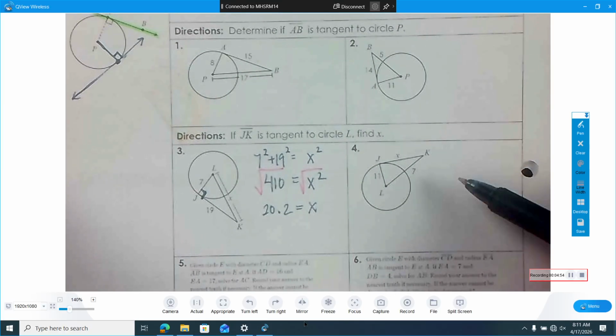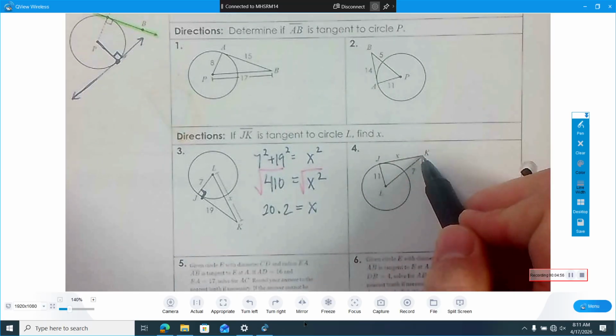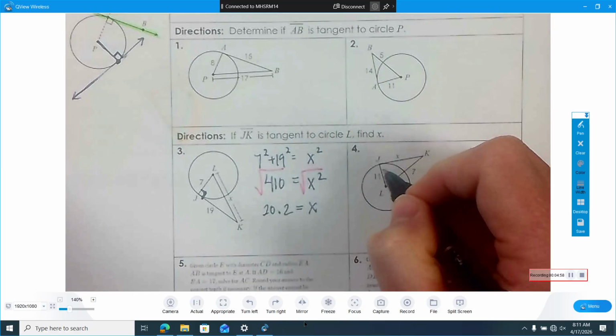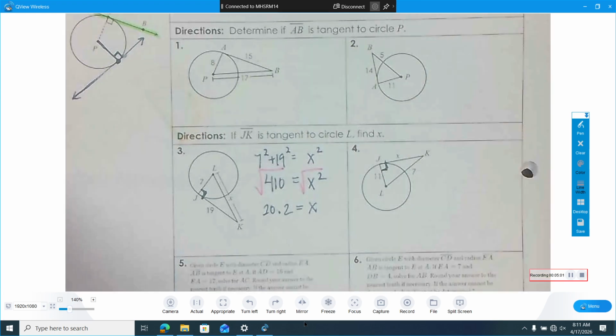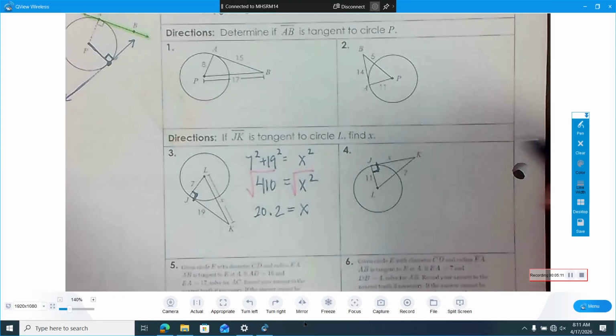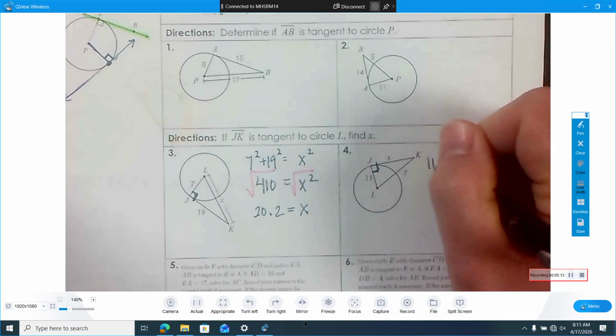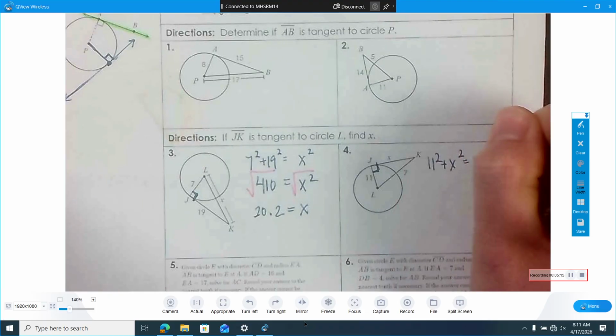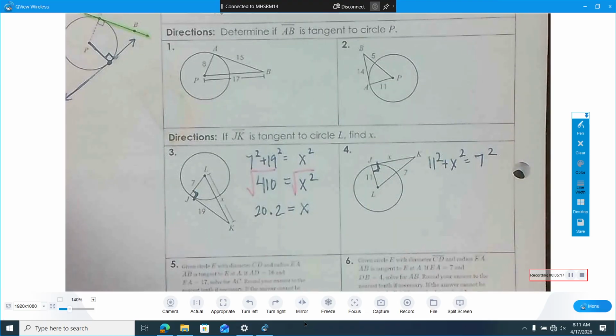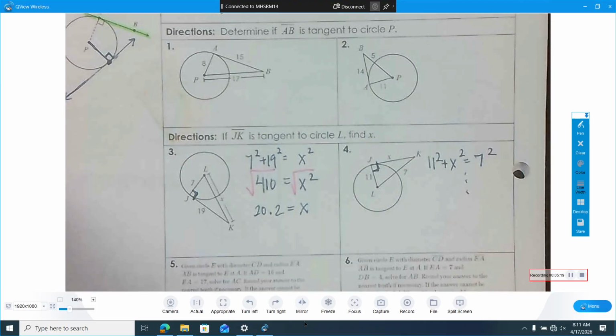What about number 4? Again, JK is a tangent line, which means there is a right angle from the radius to the tangent. Let's just set this one up. Again, do we have a right triangle? Yeah. So what should I write down? 11 squared plus x squared equals 7 squared. Beautiful. Perfect. And then you could solve from there.